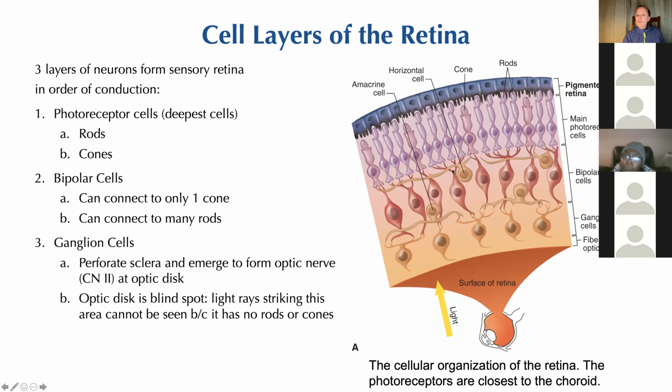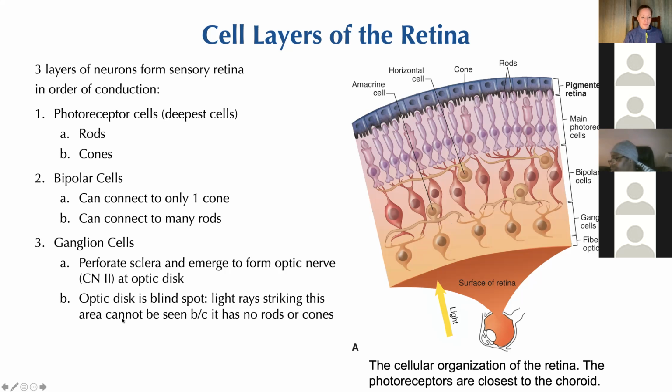There will be some horizontal cells which will kind of integrate some of our information, and then ultimately the ganglion cells, which are going to perforate through the sclera and emerge to form our optic nerve, or cranial nerve 2. This is what's going to take all this information from the light striking our retina and come back to give us our vision and take it to our brain.